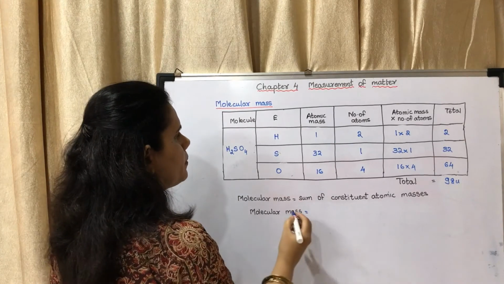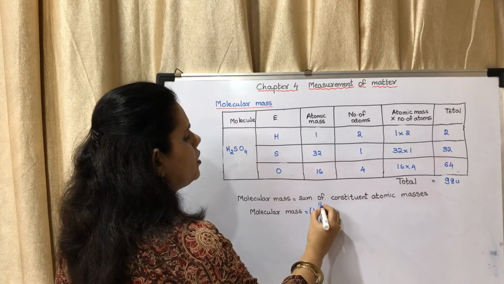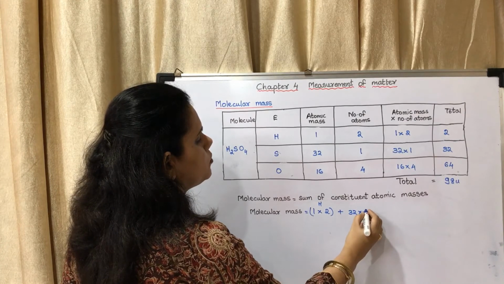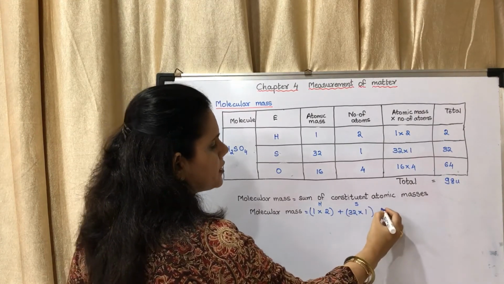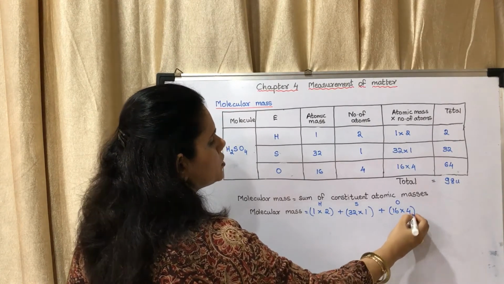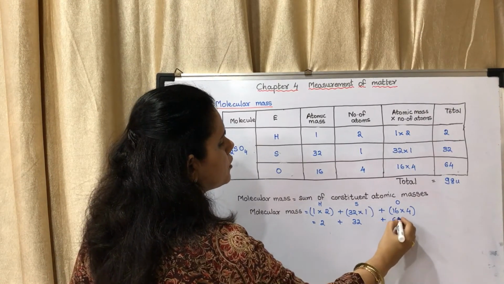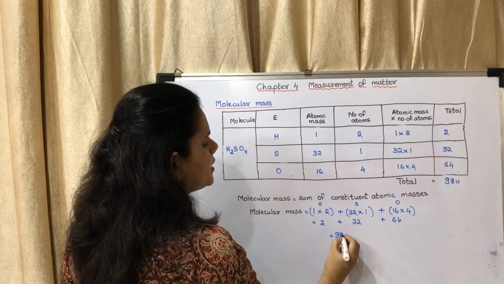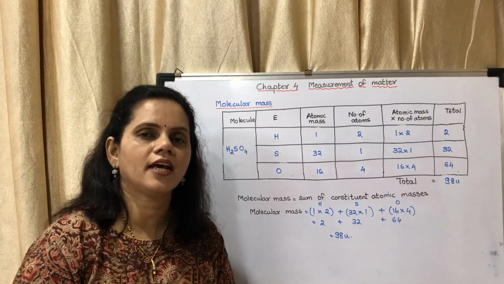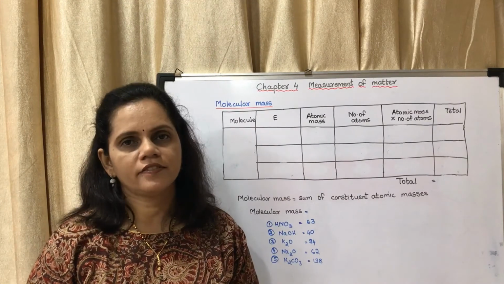Okay, so atomic mass of hydrogen is 1. How many atoms? 2. So this is for hydrogen. Next, atomic mass of sulfur is 32. How many atoms? 1. Okay, so this is for sulfur. Now for oxygen, atomic mass is 16, number of atoms is 4. So this will be 2 plus 32 plus 64. You will get it as 98 Dalton. Okay, 98 Dalton. This is the molecular mass of H2SO4. Okay, copy this.